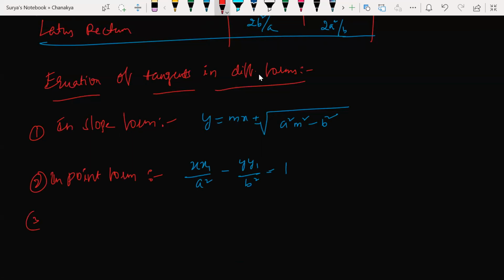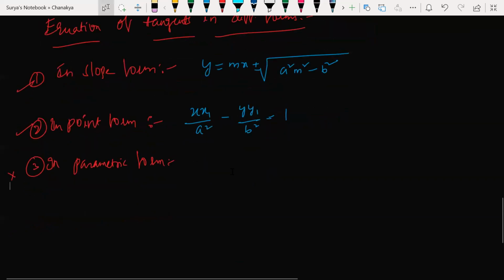In parametric form. Guys, most of the cases we will be using these two only, not this. Many times you'll be using slope form and point form. Parametric form will be used very rarely actually. All these are the equation of the tangent. This is the equation of the tangent. This is also the equation of the tangent.